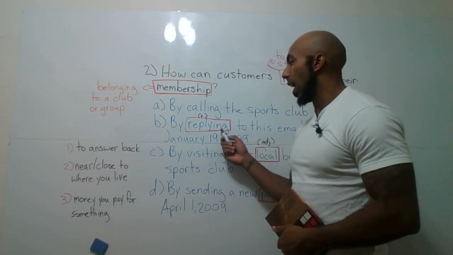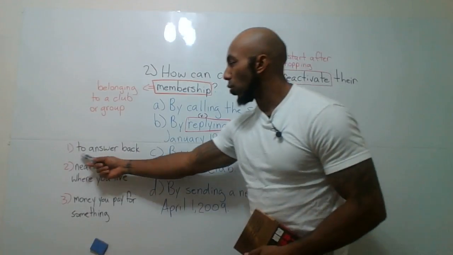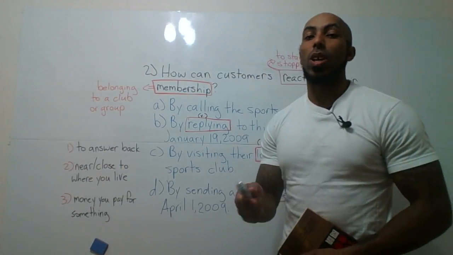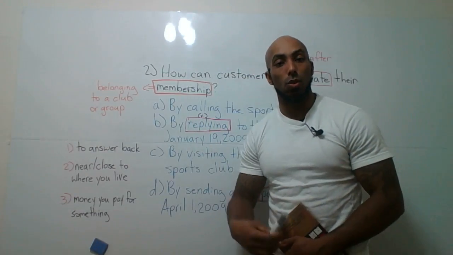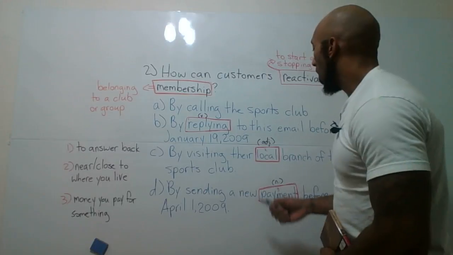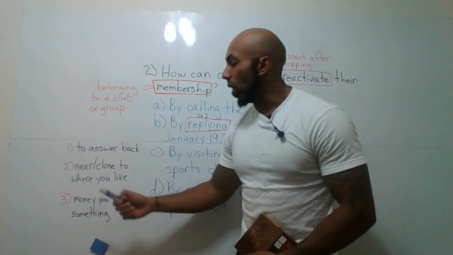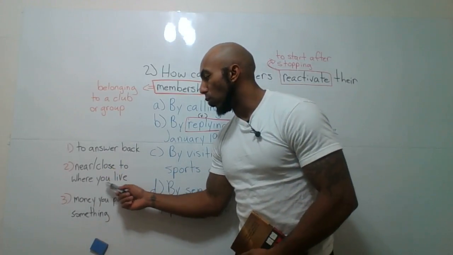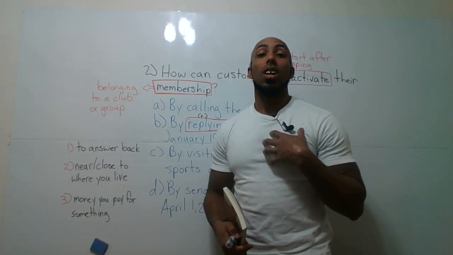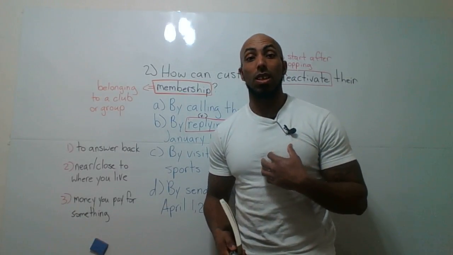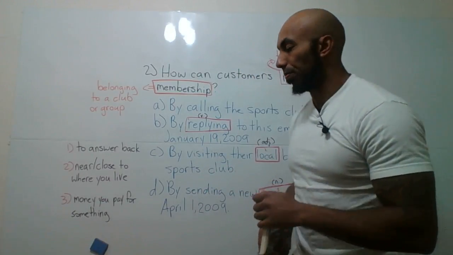The first one is replying. To reply is a verb, and to reply is to answer back. If someone asks you a question, you answer the question or you reply to the question. Number 2 is local. If something is local, it's near or close to where you live. There's a local 7-Eleven, which means the 7-Eleven that's closest to my house, which is just right across the street.